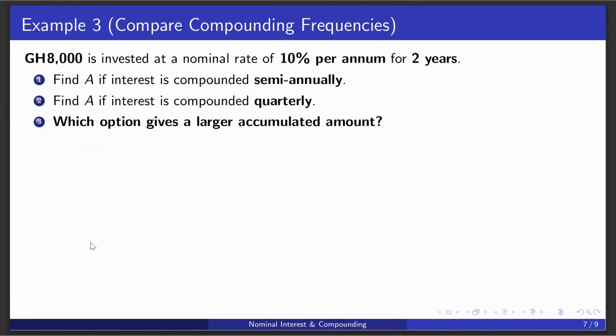Question 3. 8,000 cedis is invested at a nominal rate of 10% per annum for 2 years. Find A if interest is compounded semi-annually, and find A if interest is compounded quarterly. Which option gives a larger accumulated amount? So let's find A. First of all, let's write our accumulated value formula. We have A equals P times (1 plus R over M) to the power MT. So for the first part, we want to find A when it's compounded semi-annually.